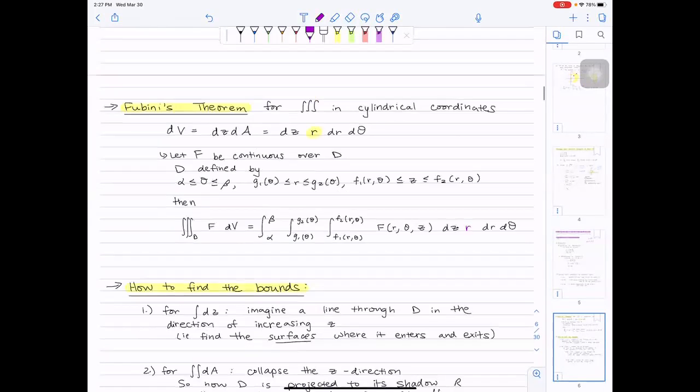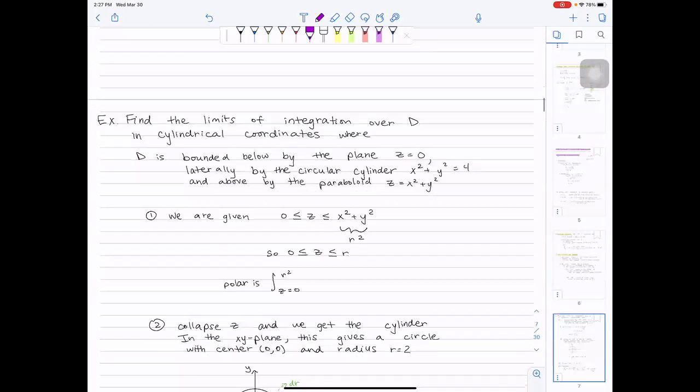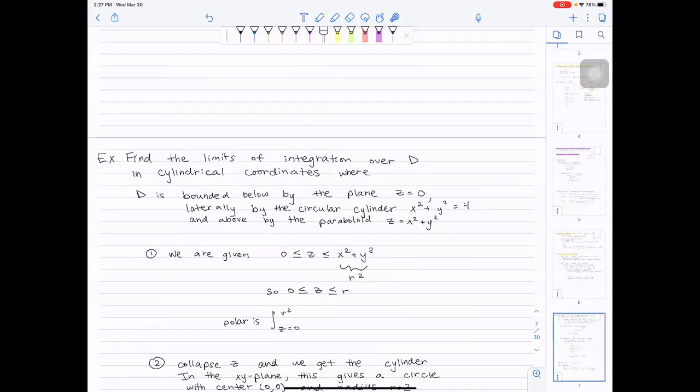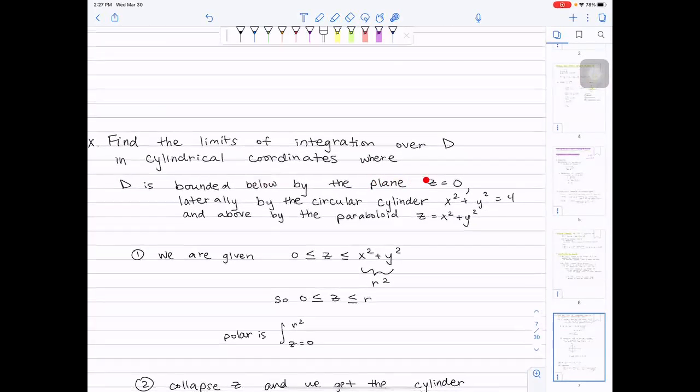Okay, any questions on the definition? Okay, let me do an example. So we have find the limits of integration over this region in cylindrical coordinates. And our region is given by this. So it's bounded below by a plane, laterally by a circular cylinder. So that means bounded on its side by the cylinder, and above by a paraboloid.